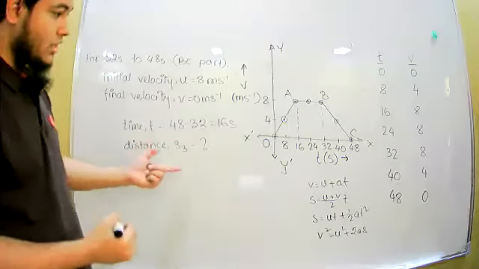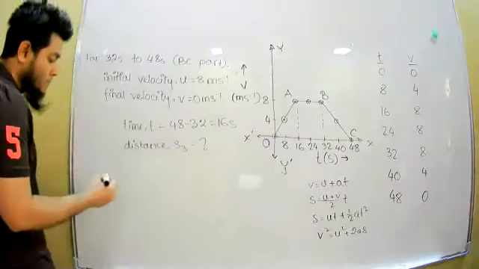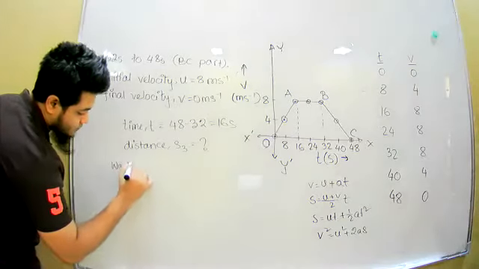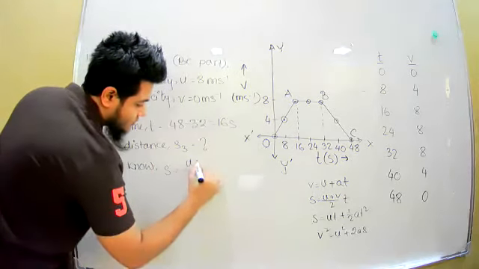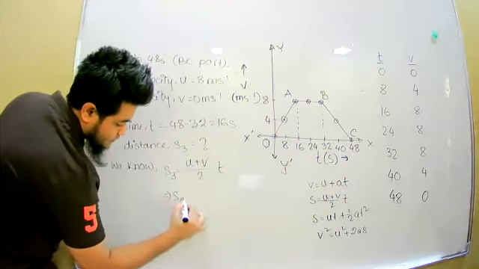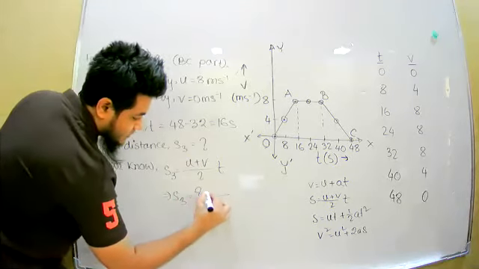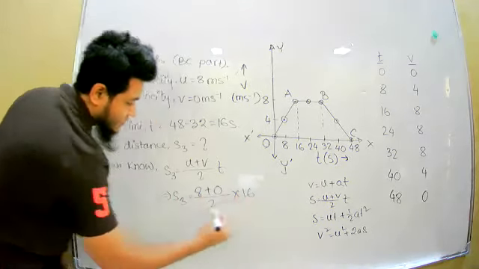So again, you understand, with the same information, we will use the second equation only. Okay. So we know S equals (U plus V) divided by 2, into T. Here it will be S3. So S3 will be equal to initial velocity 8, final 0, divided by 2, into 16. So 8 into 8, again, it will be 64 meters.